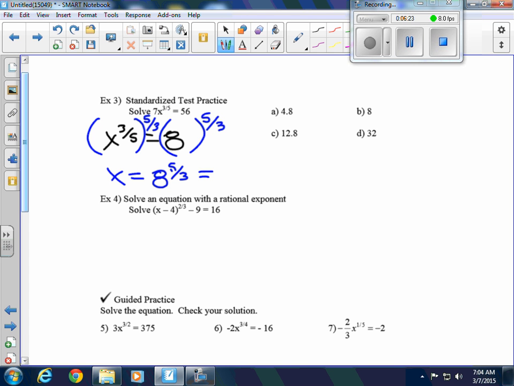And again, if it makes it easier to see, you can write it in this form and do it this way. The 3rd root of 8 is 2, and 2 to the 5th power is 32. So there's your answer, and it is D, 32.